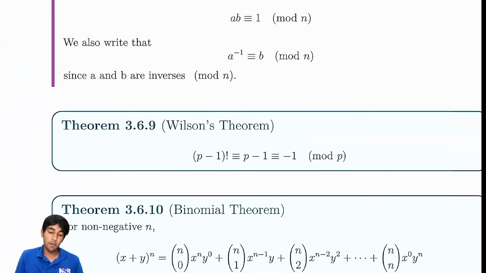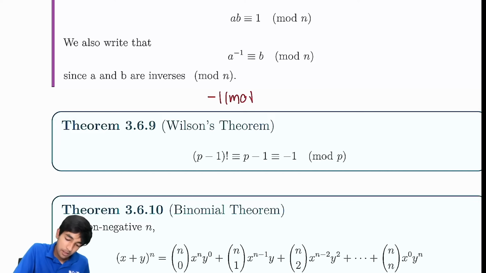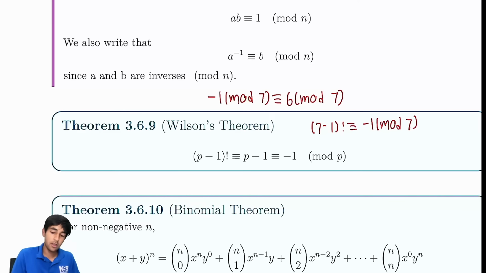Okay, now Wilson's theorem. (p minus 1) factorial is negative 1 mod p. And I probably forgot to mention this earlier, but having negative mods is okay. For example, negative 1 mod 7 is just the same as 6 mod 7 because 6 and negative 1 leave the same remainder when divided by 7. And what does Wilson's theorem say? It says that (7 minus 1) factorial is congruent to negative 1 mod 7, which is just 6 mod 7.